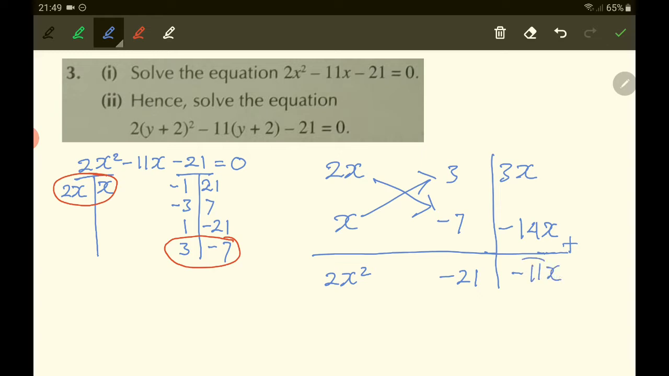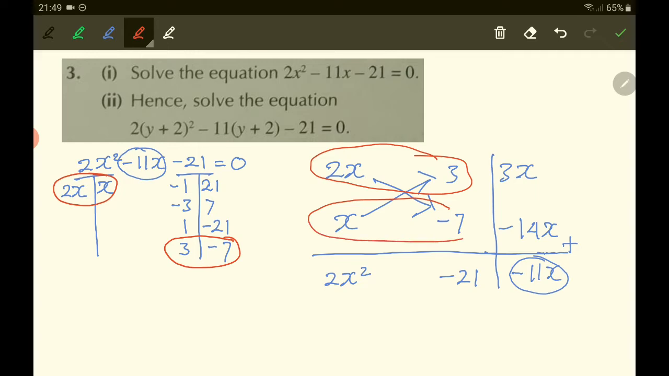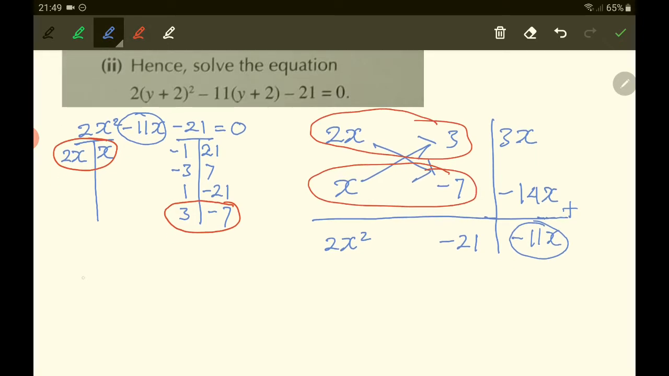So minus 11x here is the same as the middle term, minus 11. So we got the answer now. This is the factorization: we get 2x plus 3 times x minus 7. So here we can write 2x plus 3 times x minus 7 equal to 0.